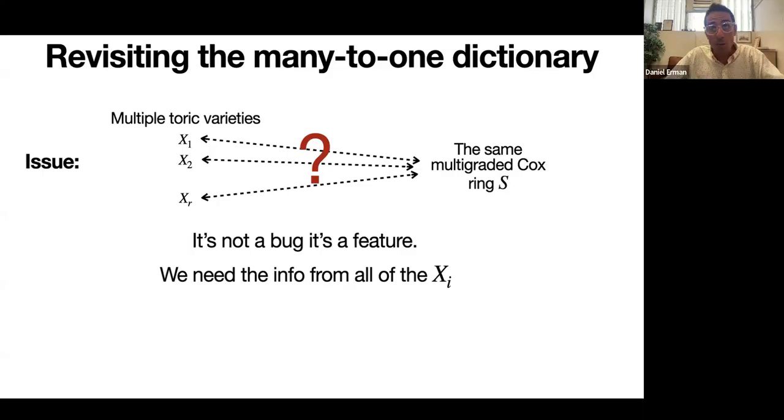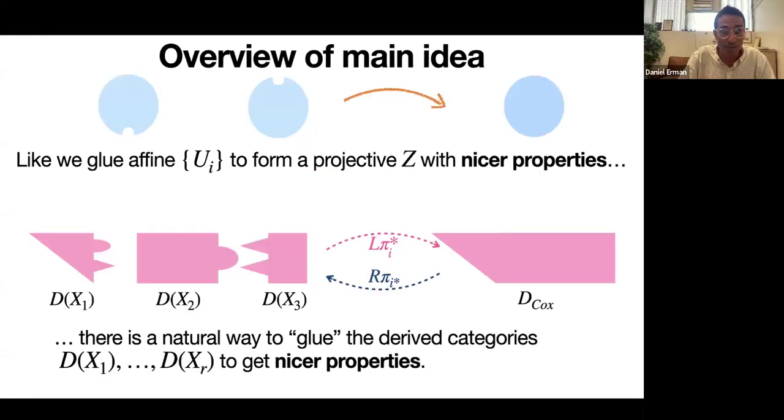But it goes into great detail, the quotient construction and the features there. I'll add this idea about this issue in the dictionary and wanting to combine the Xi's. It makes perfect sense in the underived world as well, about combining not just the derived categories, but the coherent sheaves from all these guys. I'm focusing a little on the derived categories because that's where the cleanest statement and the cleanest theorem is. But this overarching question of how we should combine the data from multiple toric varieties and put it in conversation with a single Cox ring, it makes sense for coherent sheaves as well.